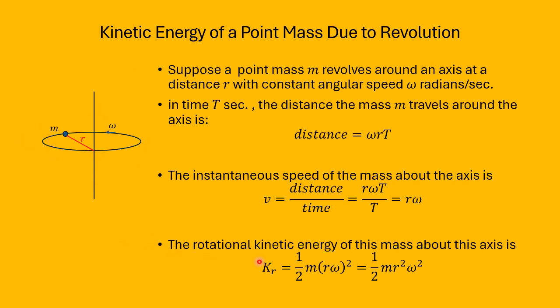So the rotational kinetic energy of this mass about that axis, K sub R, is 1/2 m v squared, but the velocity, remember, was r omega. And so this simplifies to 1/2 m r squared omega squared.